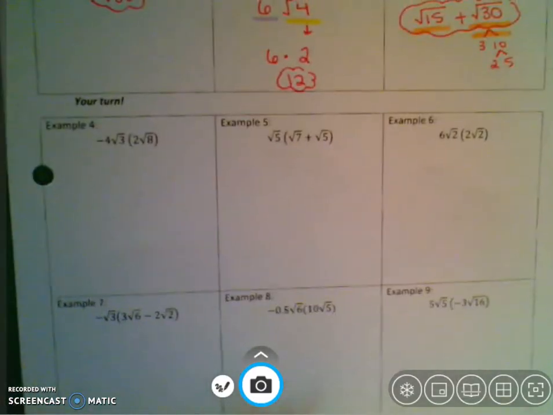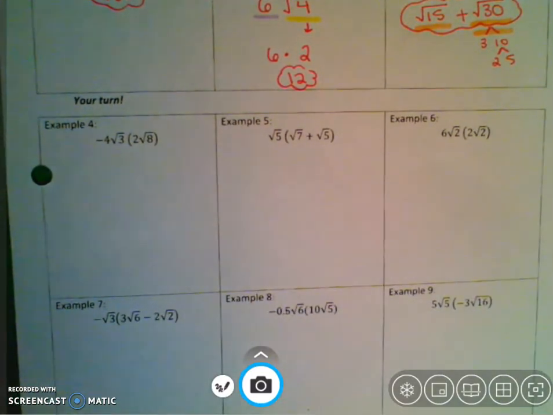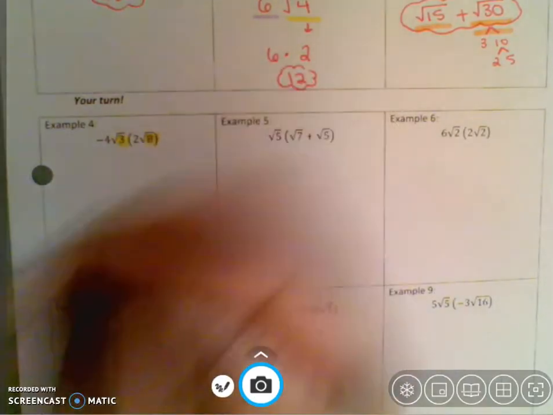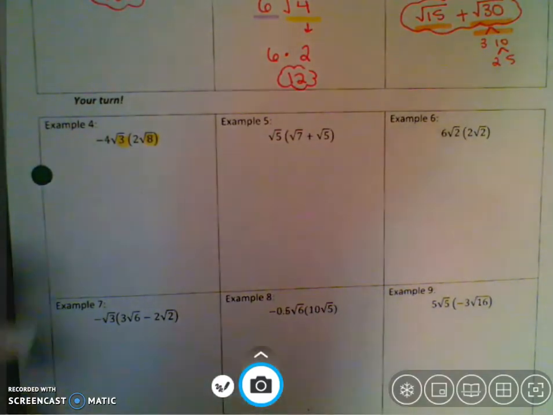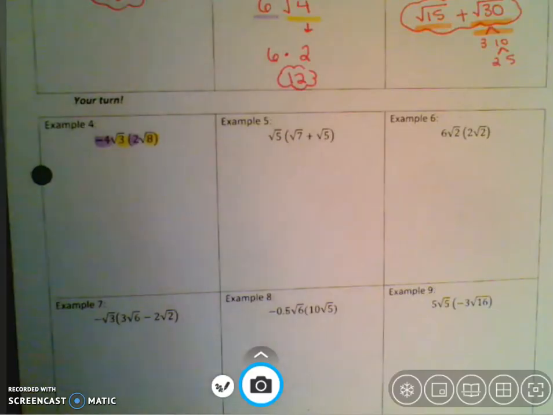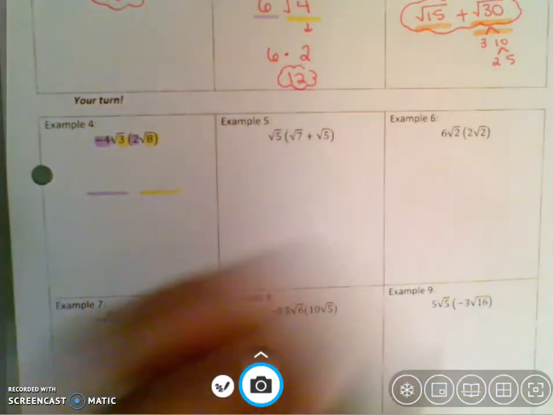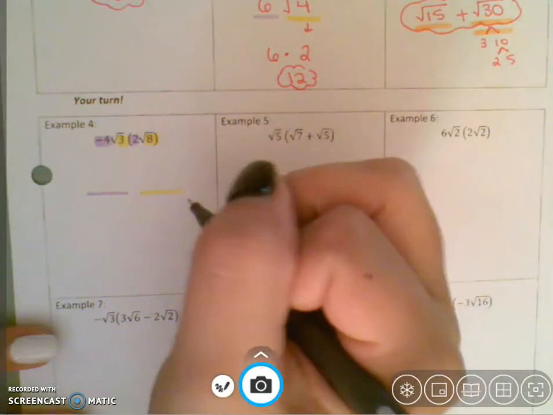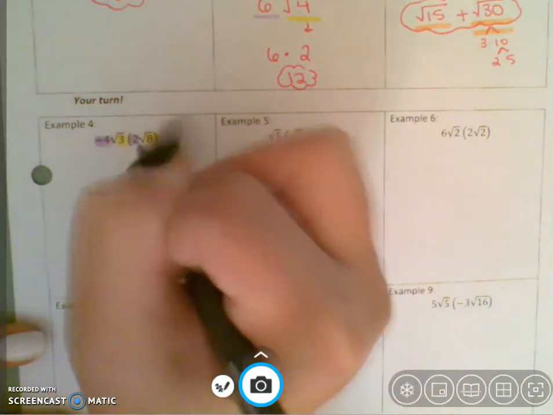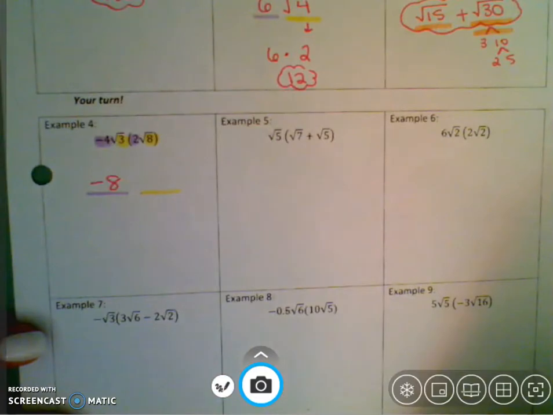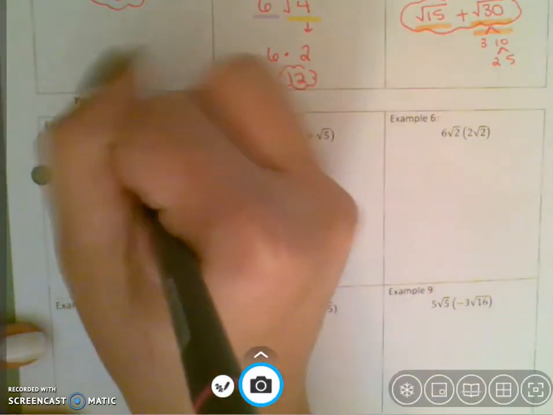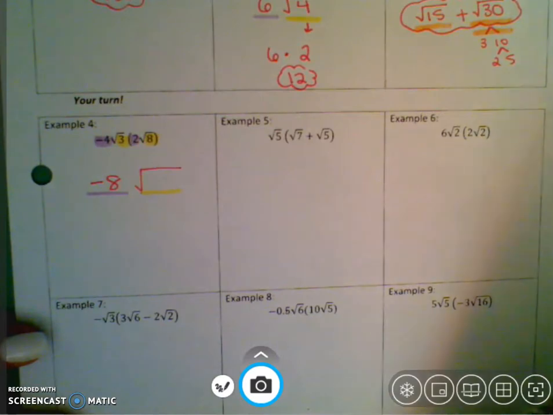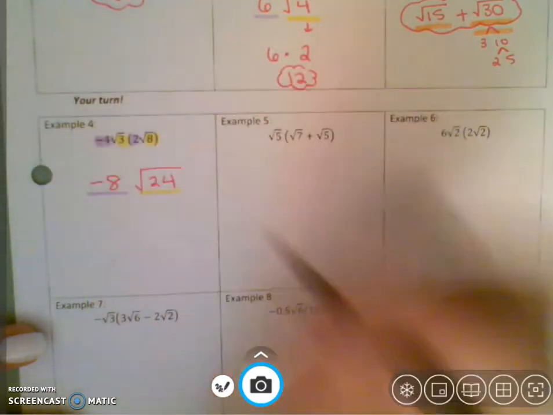Okay, let's go ahead and try down here. So again, I'm going to highlight the insides and highlight the outsides. That seems to help me notice which ones are outsides and which ones are insides. So outside color, inside color. So for this, negative 4 times 2 is negative 8. Then we have our house, the inside, the square root. 3 times 8 is 24.